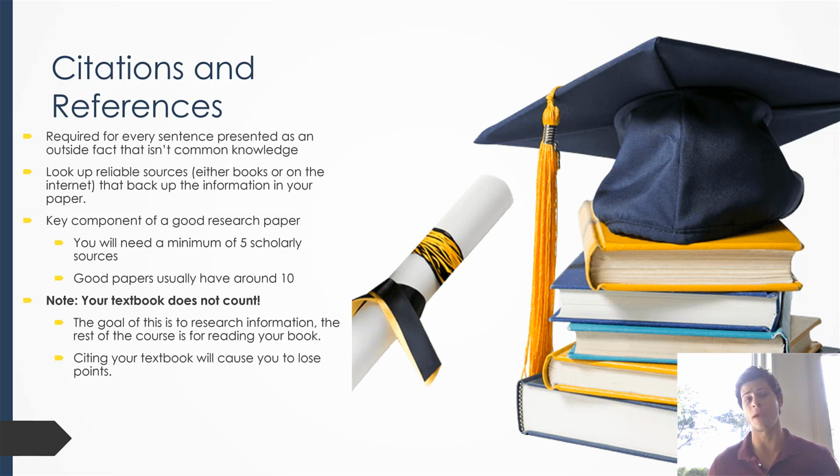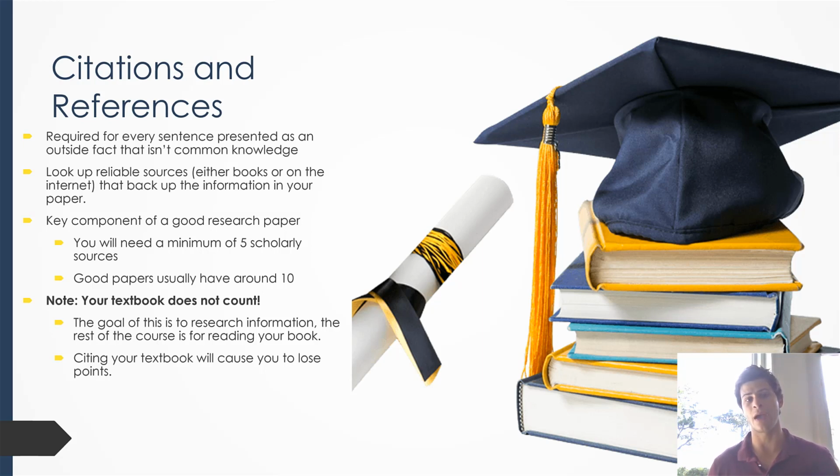Now, for a good research paper, the minimum is going to be 5 reliable citations, preferably 5 scholarly citations, or reliable citations from an educational website or government website will also work as well. Good papers normally have more than 5. Anytime you have a piece of information, you're going to be required to cite it. So normally for a good 2-page research paper, you're going to have closer to 10. The more you have, the better, period. It just means you've done your homework, and it means that you've really put a lot of effort into this paper. Note that your textbook does not count.